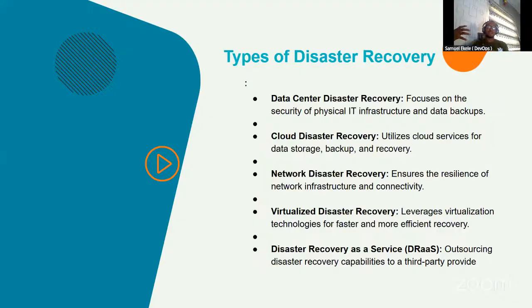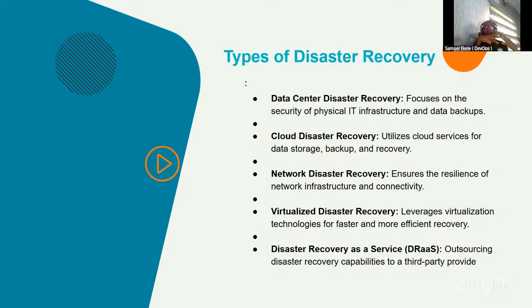Data center disaster recovery. That's when you have your physical infrastructure, and you have a backup of it somewhere. You have a copy of it somewhere. And you have cloud disaster recovery, where you utilize cloud service providers like cloud storage, S3, maybe cloud storage in GCP and the like, to store the state of your infrastructure or the state of your data, and also your backup there.